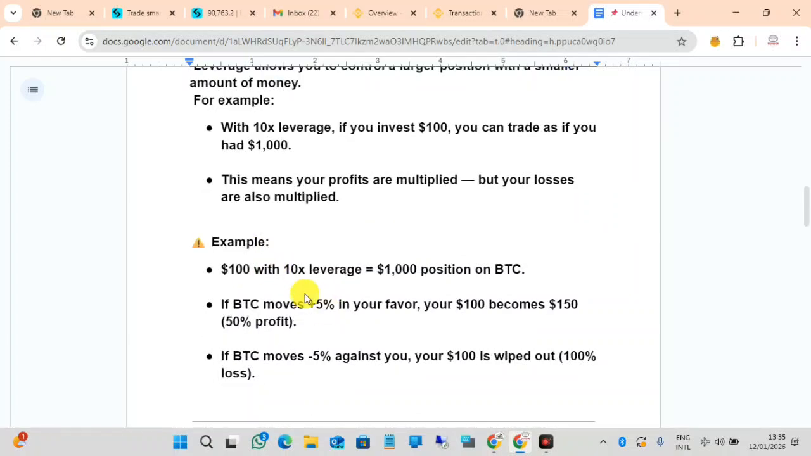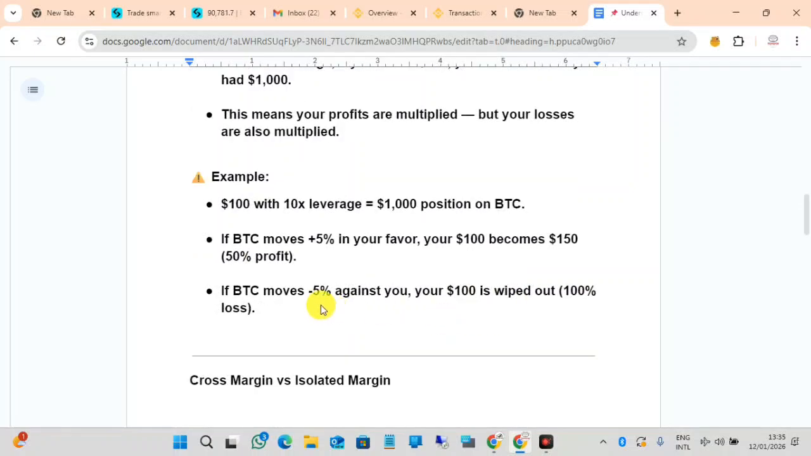Example: $100 with 10x leverage is a $1,000 position on BTC. If BTC moves plus 5% in your favor, then your $100 becomes $150, which is 50% profit. Hope you understand me right now. Then if BTC moves against you, your $100 will be wiped out, 100% loss. That is how the thing really works.